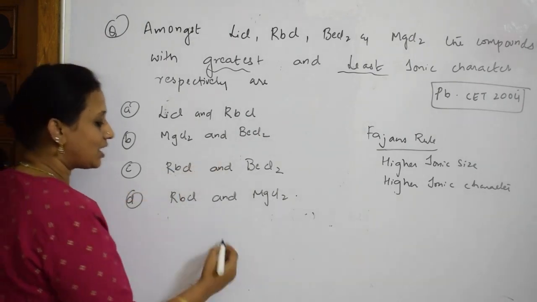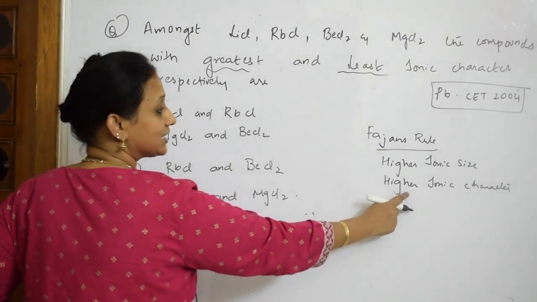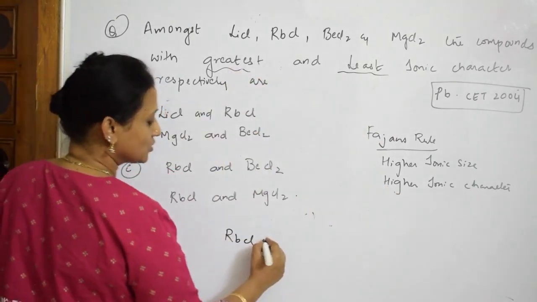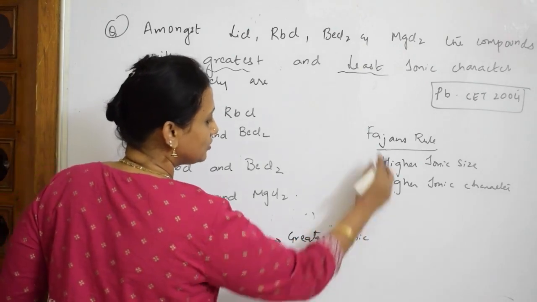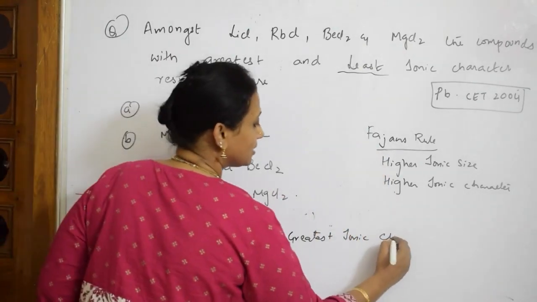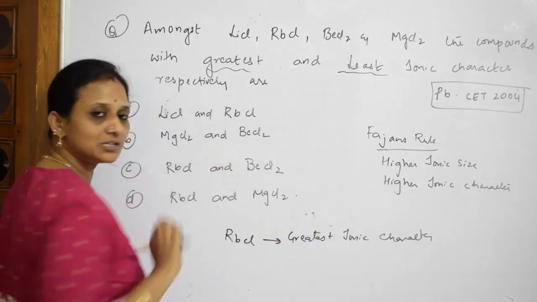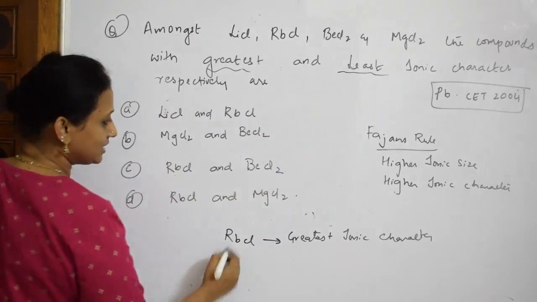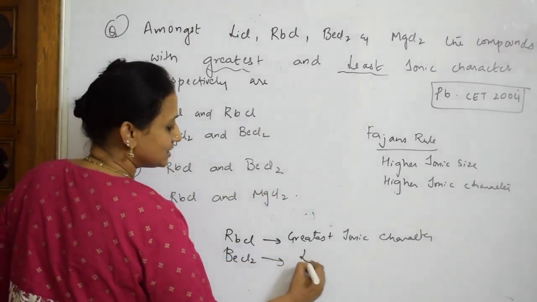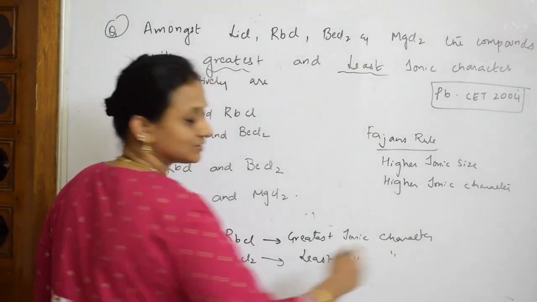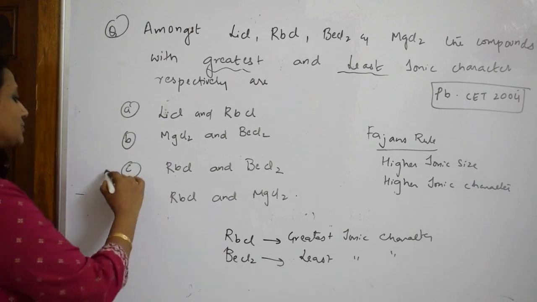So what will happen? In RbCl, the larger the cationic size, the higher the ionic character. So which is the greatest? RbCl has the greatest ionic character according to Fajan's rule, right? Again the other way around, the smaller the ionic size, the smaller the ionic character. So which will have the least? The beryllium chloride salt has the least ionic character. This is how we are going to rule it out and correct the option. So the correct option is C.